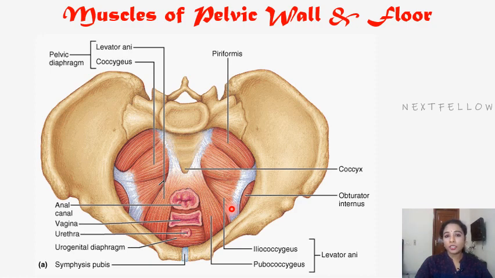And the nerve to obturator internus is the nerve supply, which has the root value of L5, S1, S2, and this muscle helps in lateral rotation of the thigh.